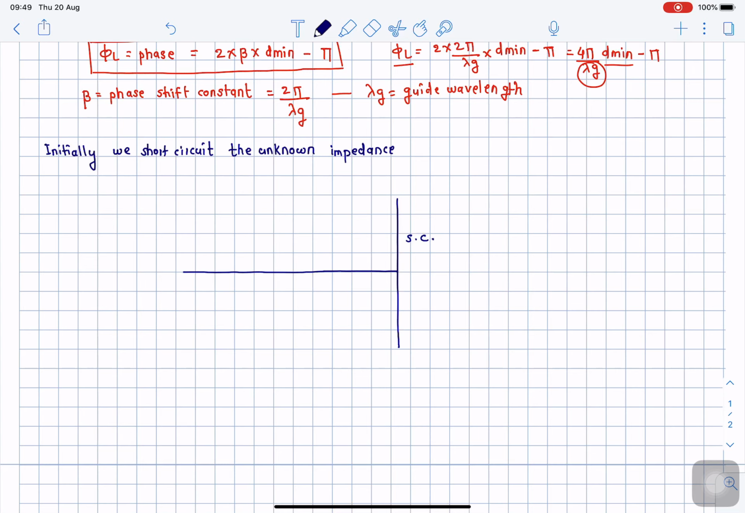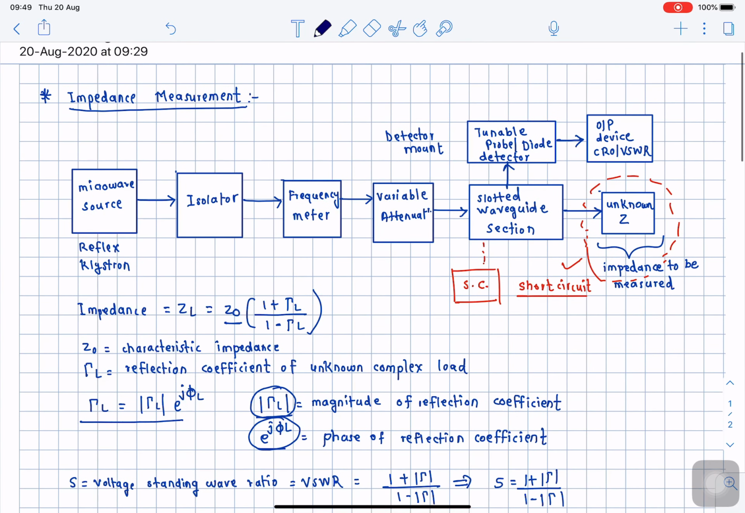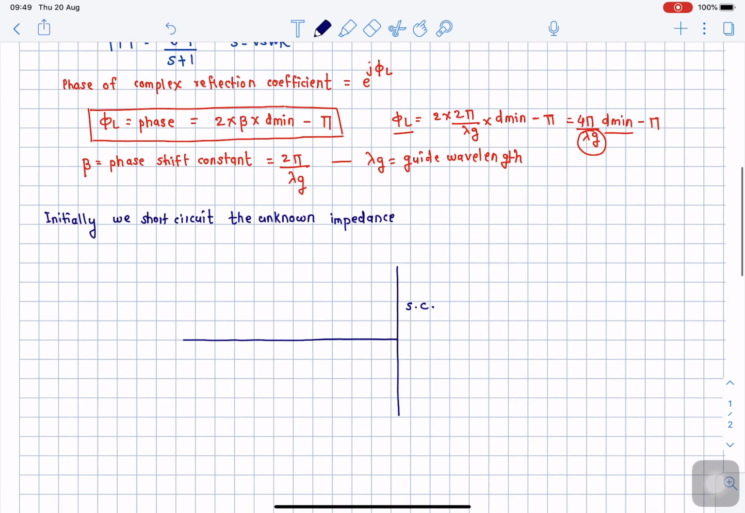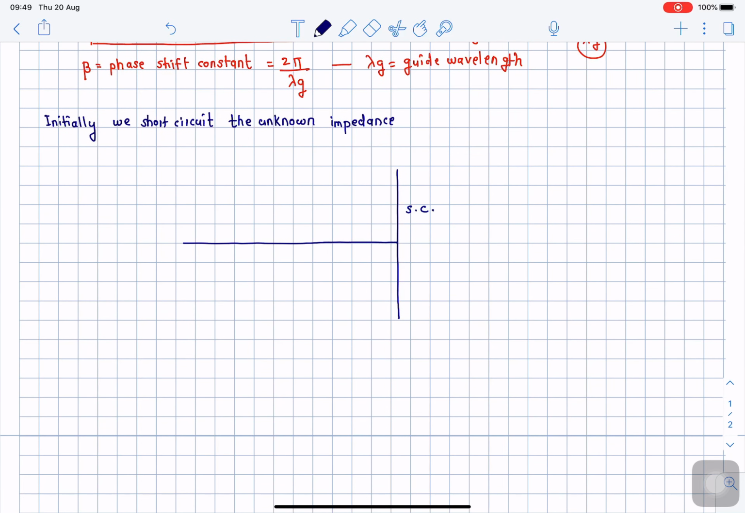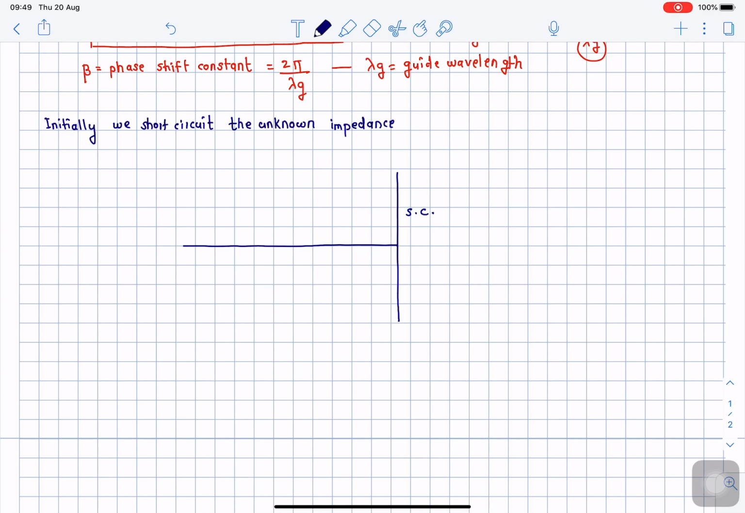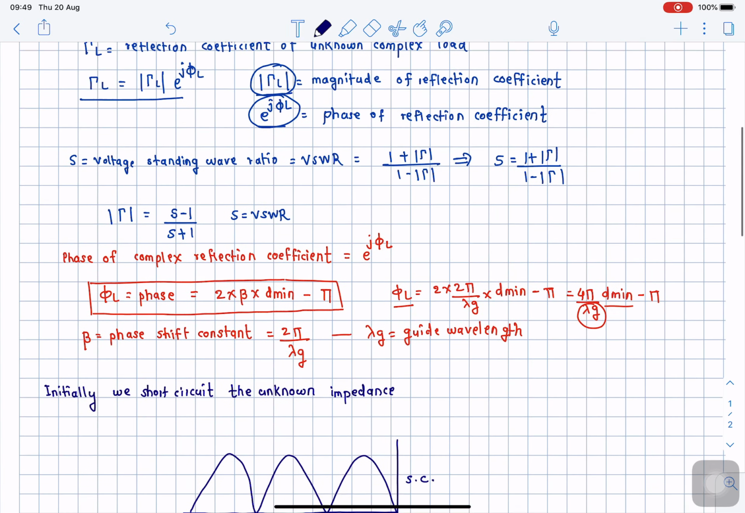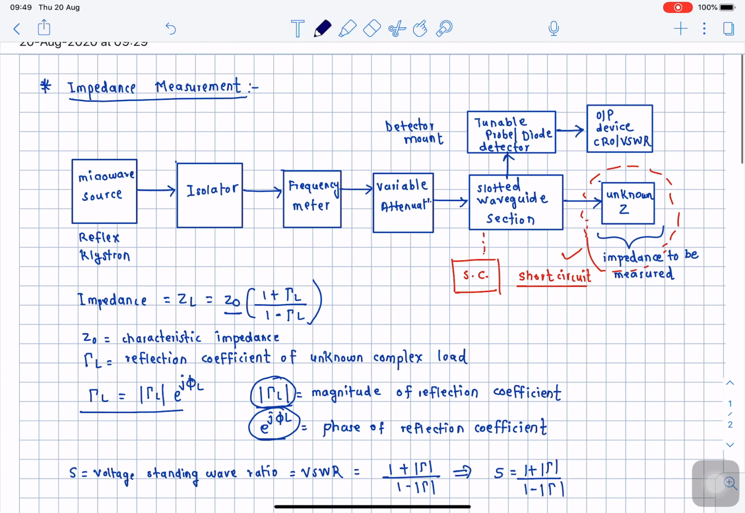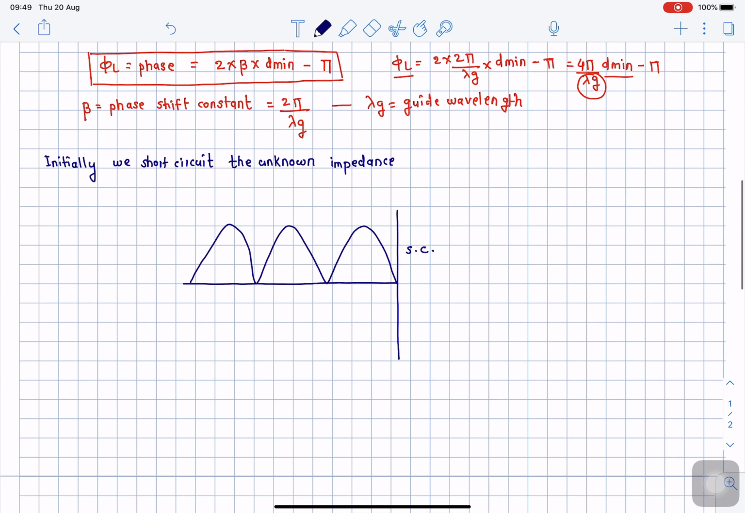Whenever the microwave signal generated by the source propagates in the forward direction and encounters the short circuit on the right hand side, what will happen? Reflection will take place, and because of reflection a standing wave pattern will be formed, in this particular way. This is the standing wave pattern. This is the condition when the unknown load impedance is replaced with a short circuit.